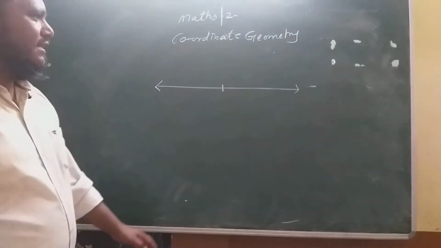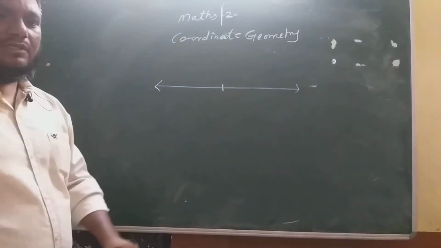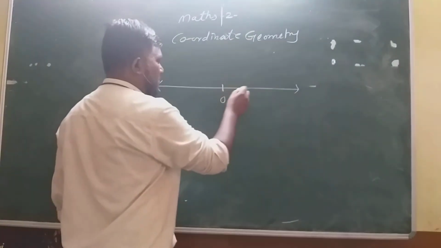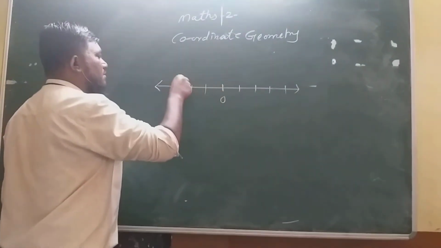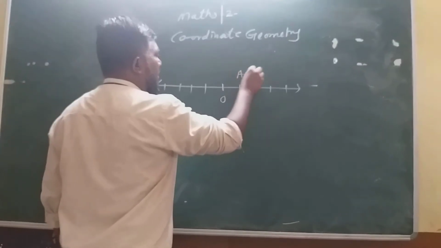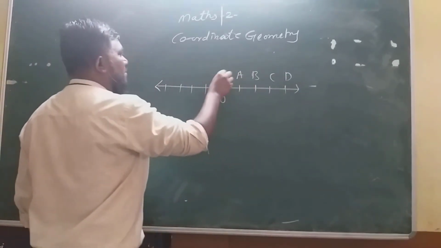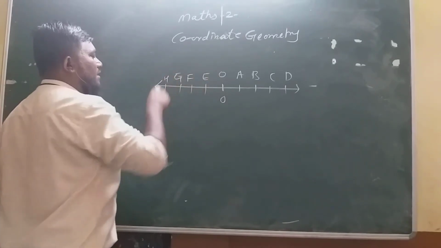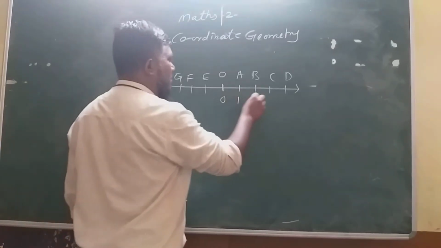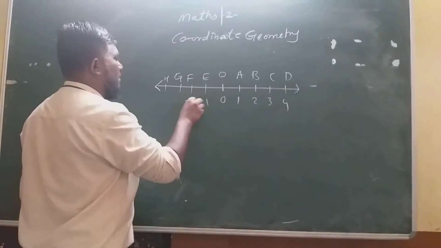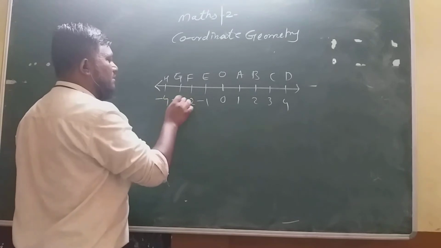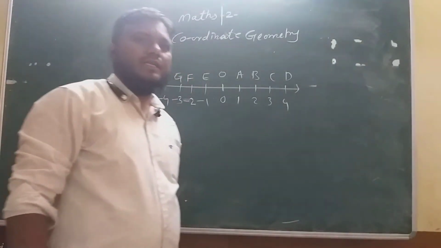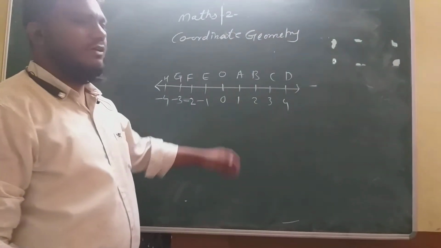example from 9th standard to understand and match up the link with last year's syllabus to this year's syllabus. This is the number line on which the points are given: A, B, C, D, O, E, F, G, H, and so on. So we can write 1, 2, 3, 4, -1, -2, -3, -4. Such numbers are represented by number line, and the point they are showing the coordinates.